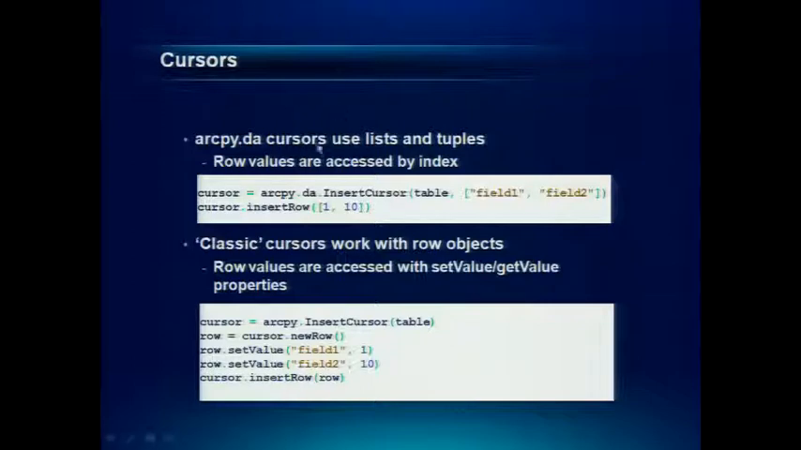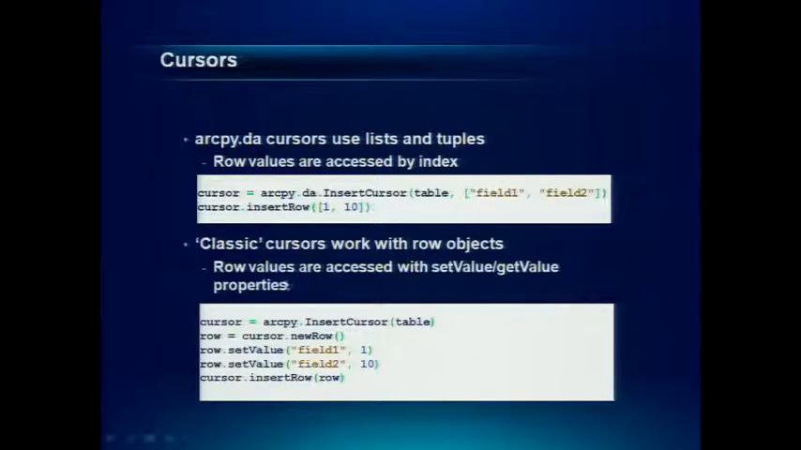So in this example here, I'm just opening an insert cursor on a table and specifying a couple of fields. If I want to put values into that feature class, I do it in a list or tuple, and it's done by index. So field 1 will get a value of 1, field 2 will get a value of 10, and then it's inserted.